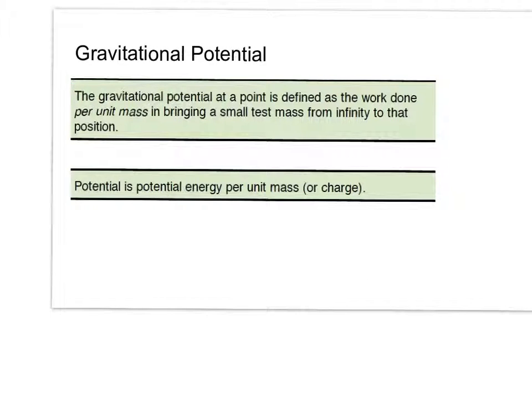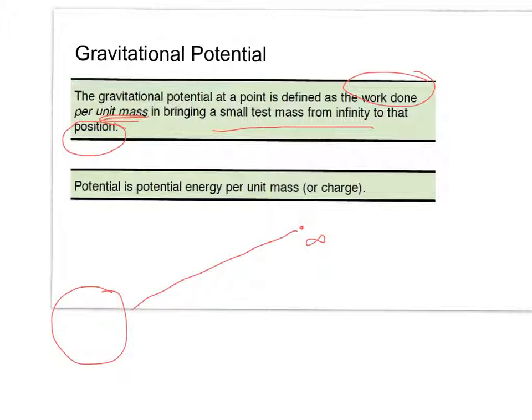So now we're going to define a quantity called gravitational potential. Gravitational potential is defined as the work done per unit mass in bringing a small test mass from infinity to that position. So pretty much what we're dealing with is potential energy, because that's what potential energy was: the work done bringing an object from infinity to some point x.